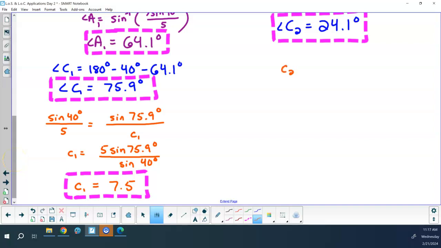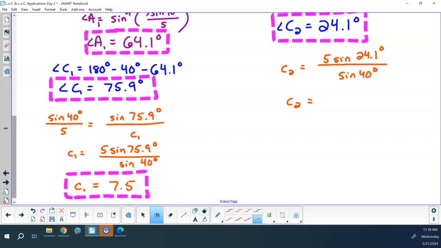Side C sub 2 is going to be 5 times the sine of 24.1 degrees divided by the sine of 40 degrees. So side C sub 2 then would be 3.2-ish.